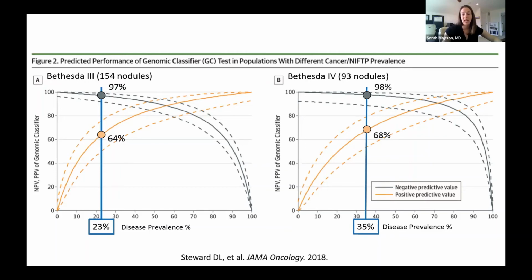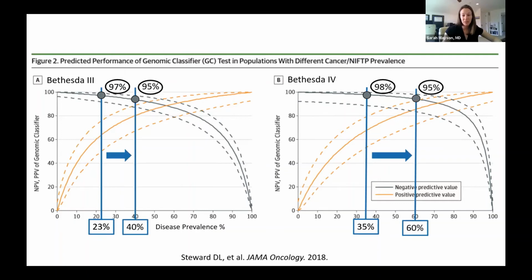And I wanted to mention again that it's important to consider how the test will perform when disease prevalence is higher, because we know that negative predictive value decreases as prevalence rises. And using Bayes' theorem, again, you can see that the negative predictive value of this test should remain 95% or higher for a disease prevalence of up to 40% in Bethesda 3 nodules and up to 60% in Bethesda 4 nodules. And thus, based on the clinical validation study, ThyroSeq should perform well as a rule-out test for thyroid cancer, even in populations with a disease prevalence at the upper end of the expected range for both Bethesda 3 and 4 nodules.